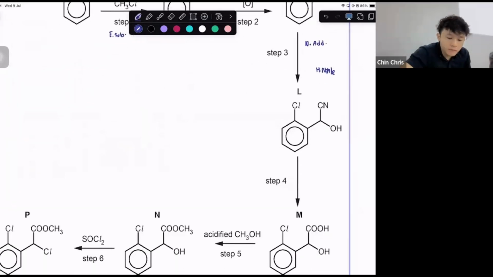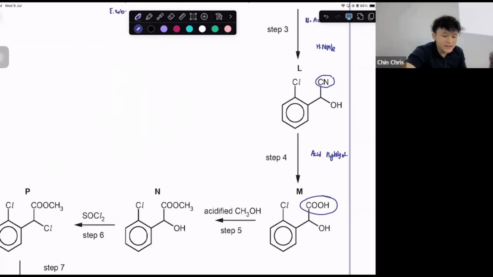Step 4. All right, guys, from a nitrile, it turns into a carboxylic acid. Anyone? Nitrile to a carboxylic acid, also an AS reaction. Yes, hydrolysis, acid hydrolysis, well done. Step 5.